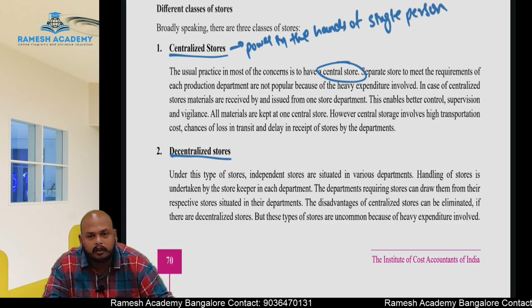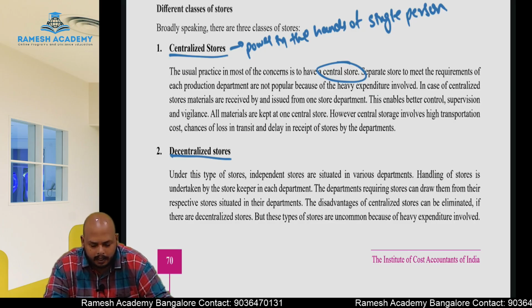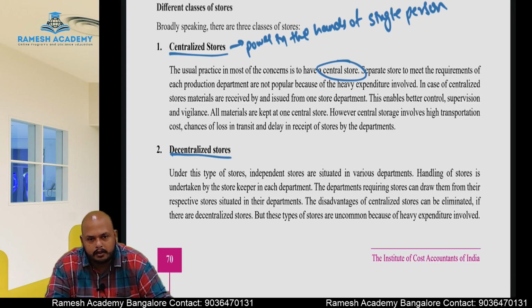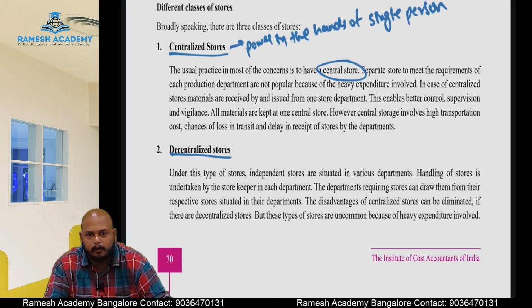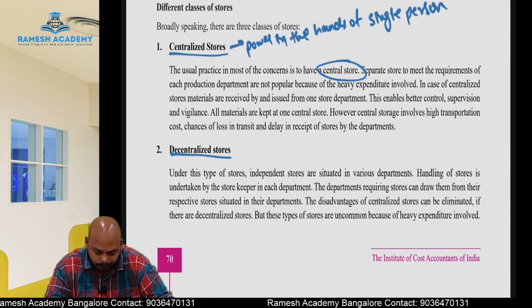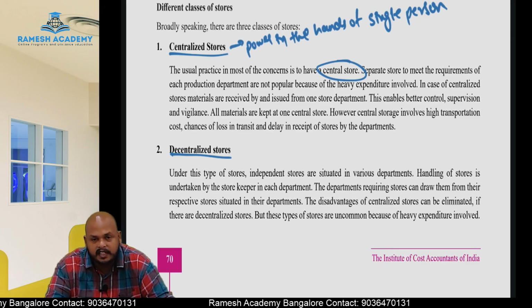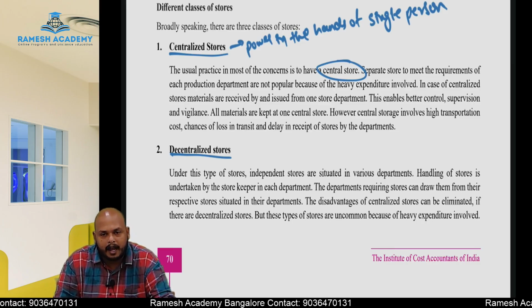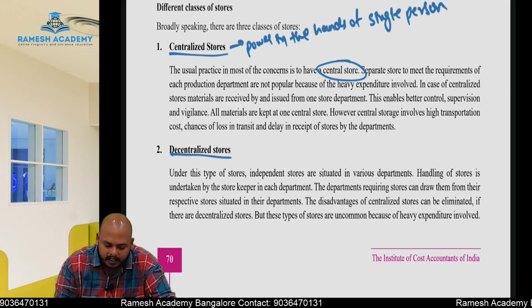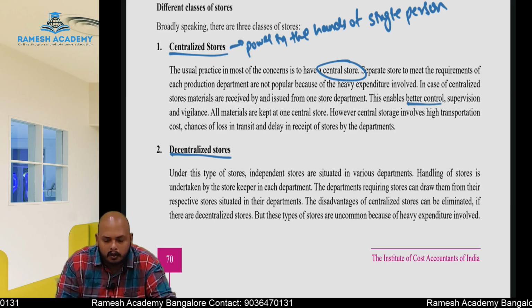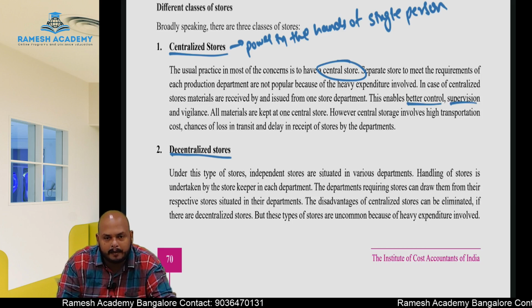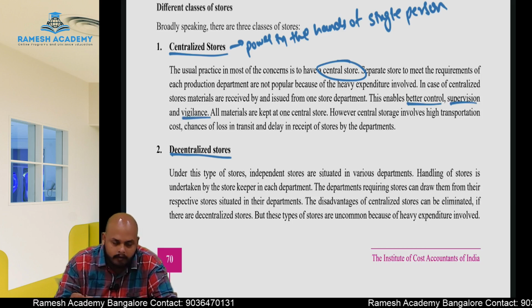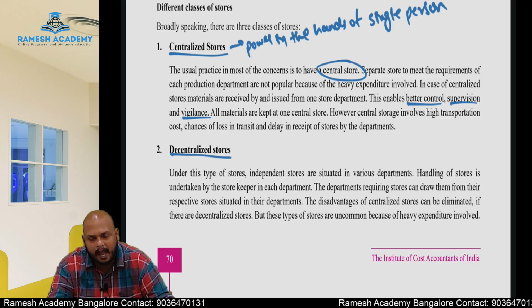So here the controlling authority will be only one person in the case of centralized stores. The person who will receive and the person who will issue is only the one person. This enables better control, supervision and vigilance also. When the receipts and issues are happening in the hands of one person only, there will compulsorily be a better control system. Supervision will be under complete 100% view. Vigilance means they will be always active. Vigilance is nothing but being active.